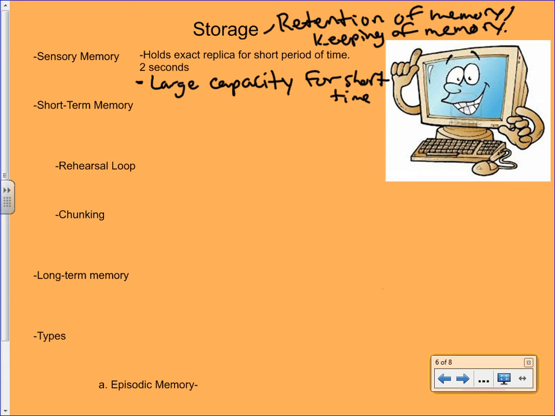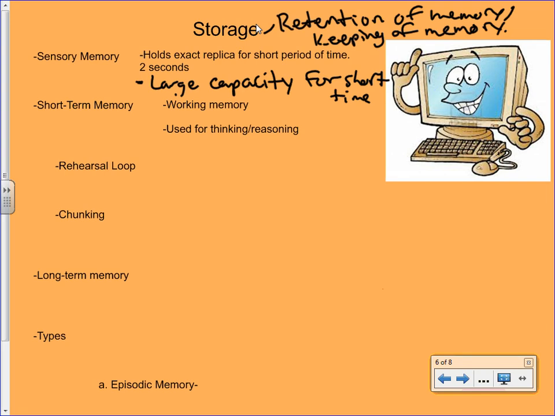All right. Assuming that a memory makes it through the sensory memory, and we deem that we should probably remember this for a little bit, it goes into our short-term memory, which is our working memory. It's called our working memory. It's the memory that we use for thinking and reasoning. So we keep this information for a short time.